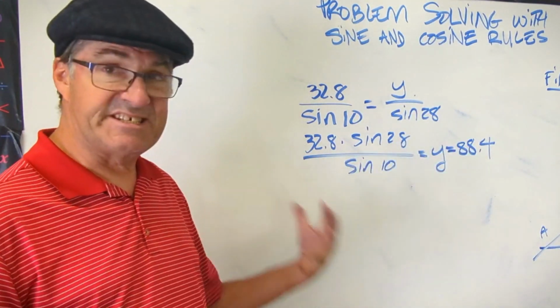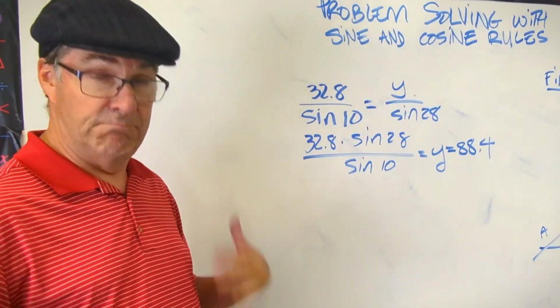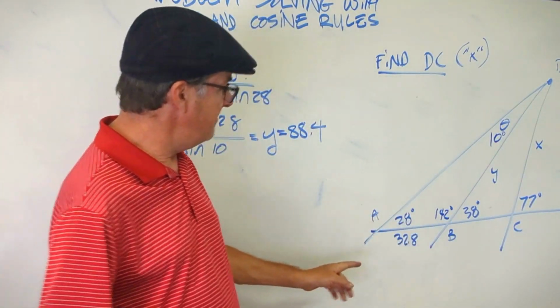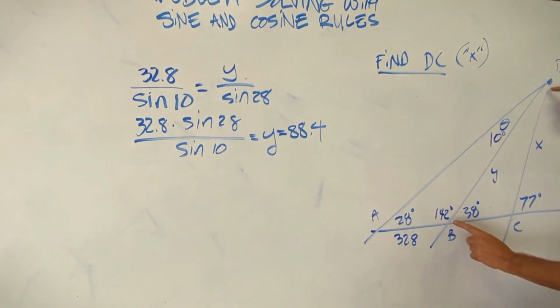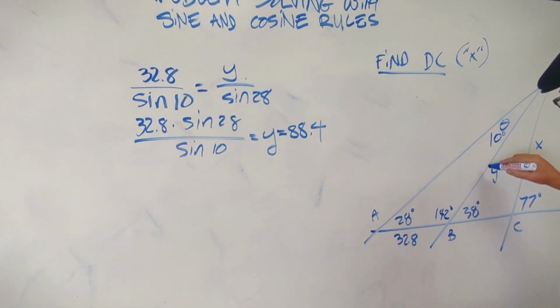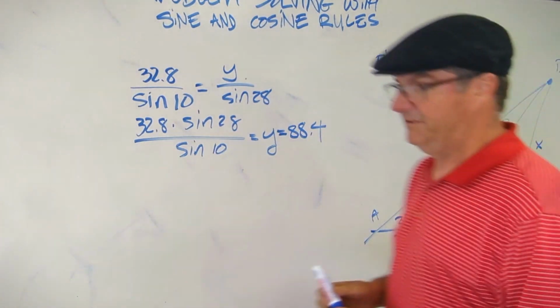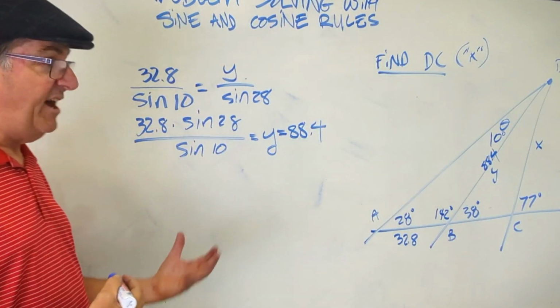Now let's do the reasonableness test. Does that make sense? I only have one other measurement to compare it to, and that's this 32.8. So 88.4, yeah, that makes sense. This could easily be 88.4, so I feel good about that. Let's mark it on the diagram. 88.4.